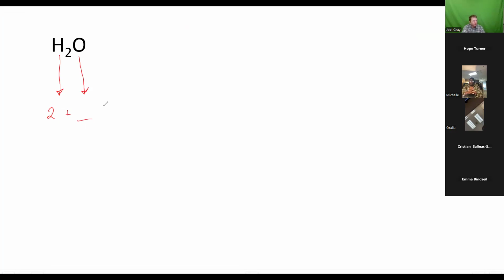Or how many valence electrons does oxygen have? Let me rephrase it that way. 6. 2 plus 6, 8. We've got 8 electrons to draw.